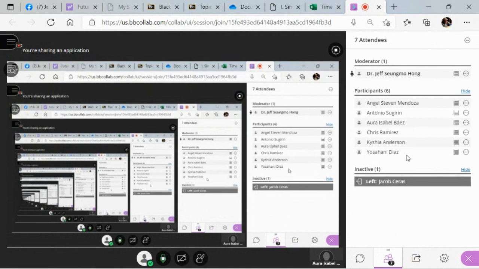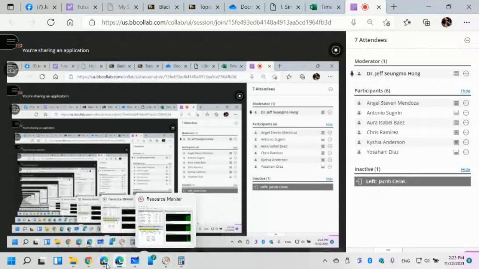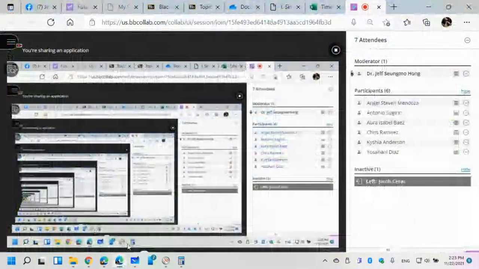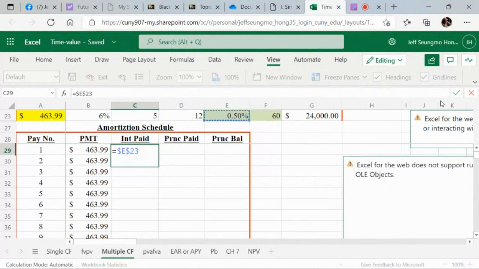Someone said 463. Listen, when you pay interest, you pay interest against principal. 463 is not principal. It's only the monthly payment.